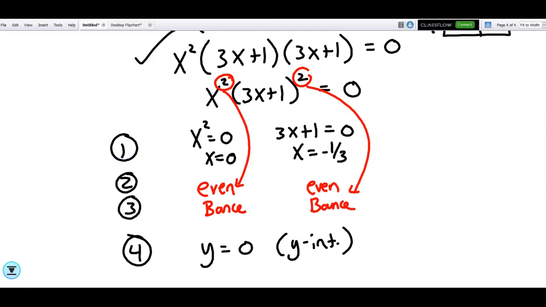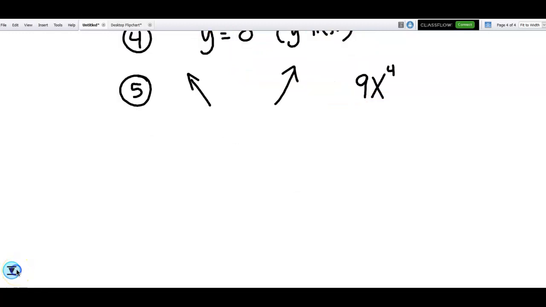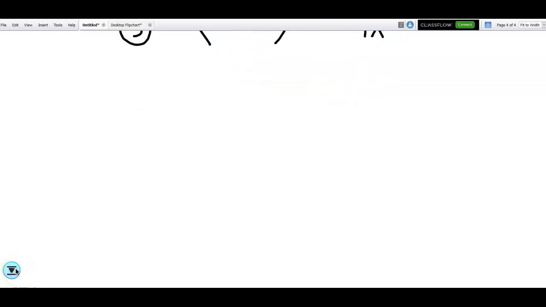Okay, go ahead and pause the video here and do step 5. Step 5 is to find the end behavior, and since the leading term was a positive coefficient with an even power, that means it's up on the left and up on the right. All right, now is the drum roll time. Go ahead and pause the video here and see if you guys can accurately graph this thing.